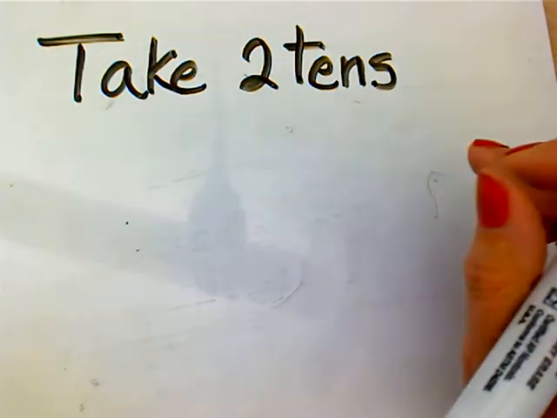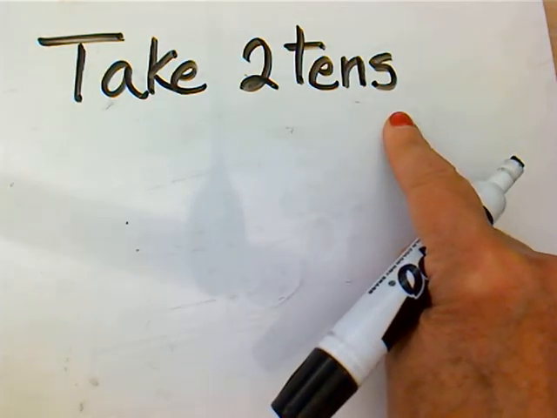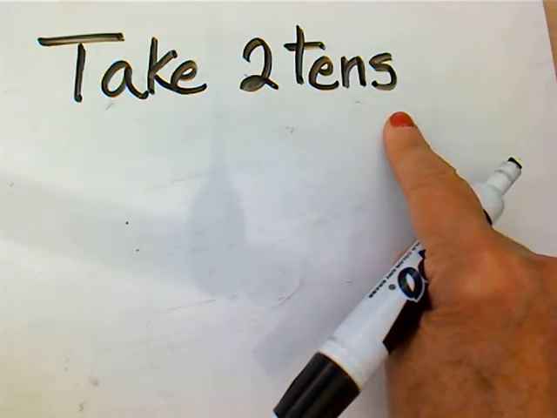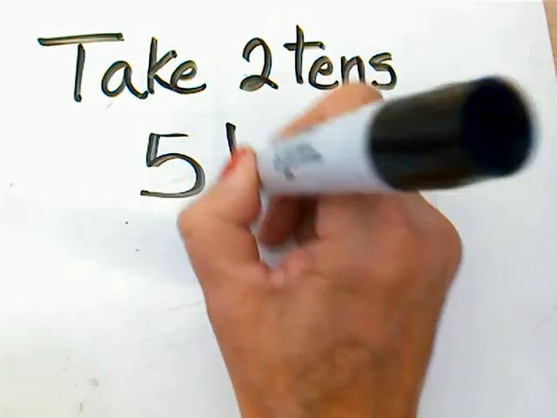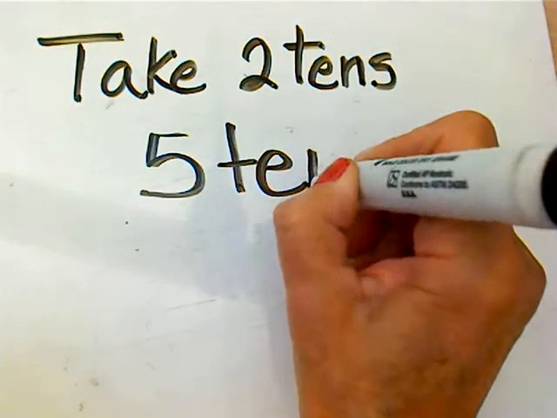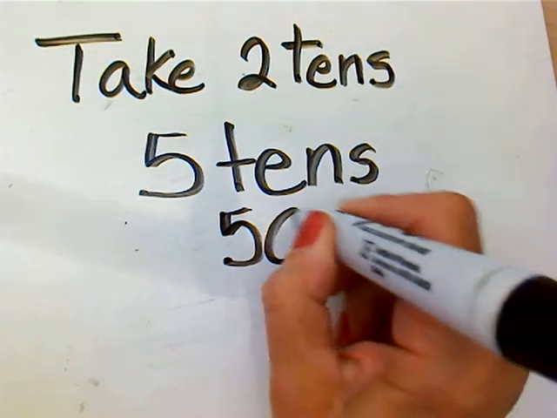All right, so we're going to continue, and this time we're going to be doing something we have not done before. This is going to be taking 2 tens from each number. So if I said 5 tens, let's start with 5 tens. Would you know what 5 tens was? I think you know what 5 tens is. 5 tens would be 50, yes?